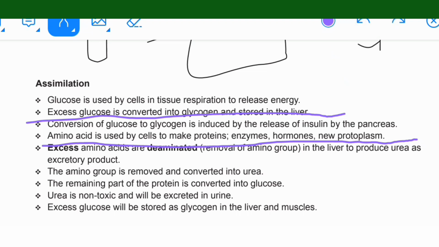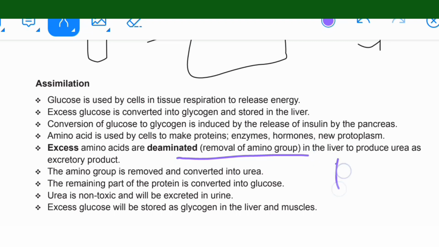Then the excess amino acids, the excess ones, they are deaminated. The amino group, the NH2 group, will be removed. It will be removed in the liver. Then it will now be converted into what is called urea. As you can see here, urea as the excretion product. So urea is not actually harmful to the body, but it will be removed through the urine. So the amino group is removed and converted into urea.